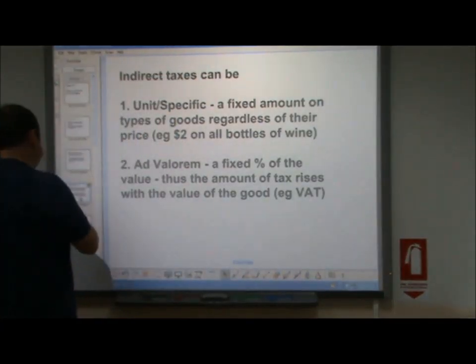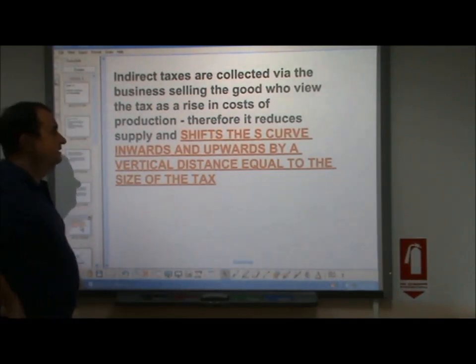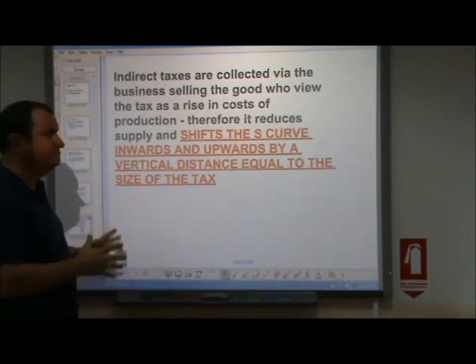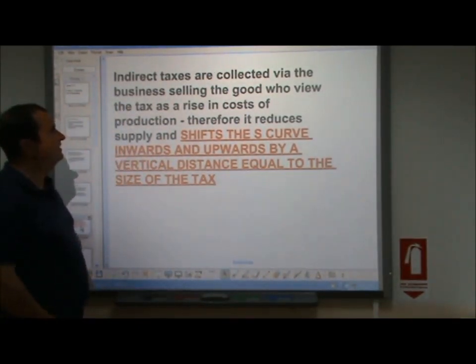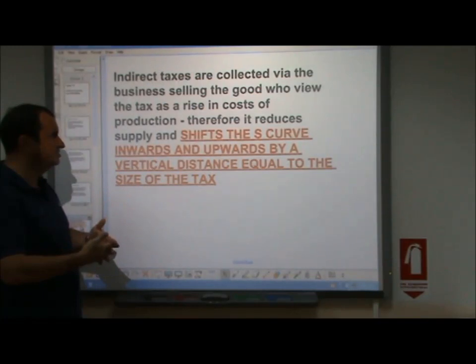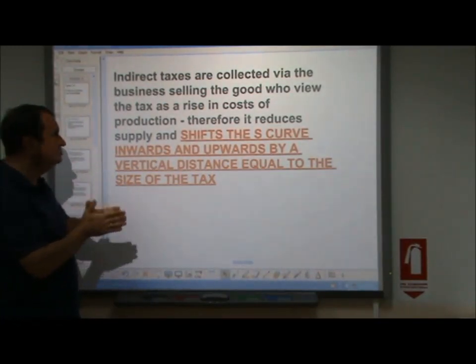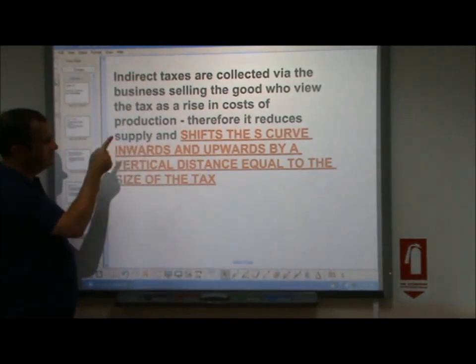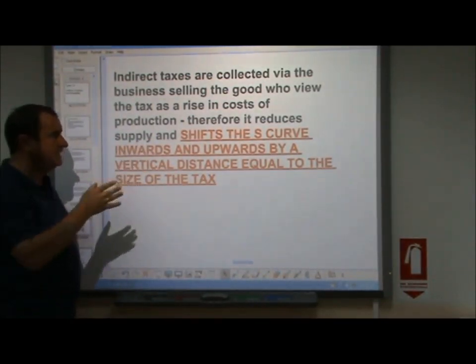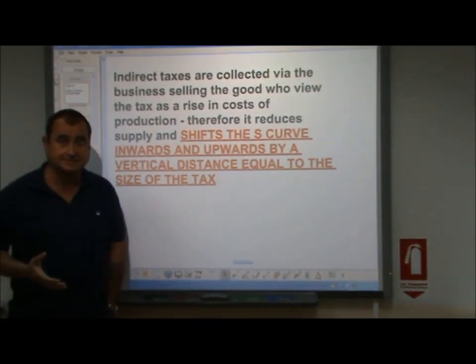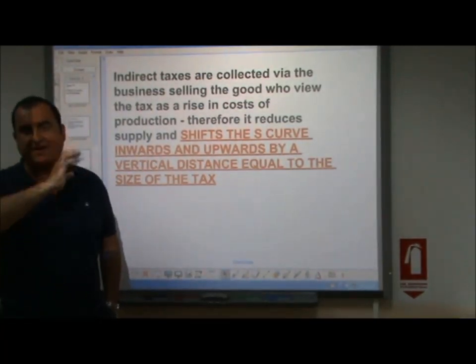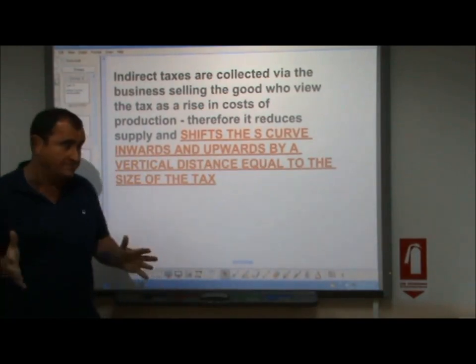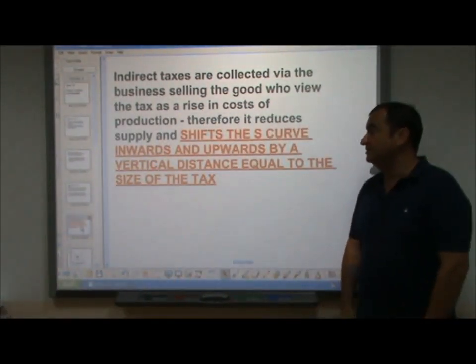Okay, let's move on. Well, this must be important. I put it in really bright red, capital, underlined. Yes, it's very important. Indirect taxes are collected via the business selling the good, who view the tax as a rise in the costs of production. Therefore, the indirect tax reduces supply and shifts the S-curve inwards and upwards by a vertical distance equal to the size of the tax. Okay? Pause your video and read that 5 times because it's so important. It's just so important. Let me get out of the way and you'll be able to pause.